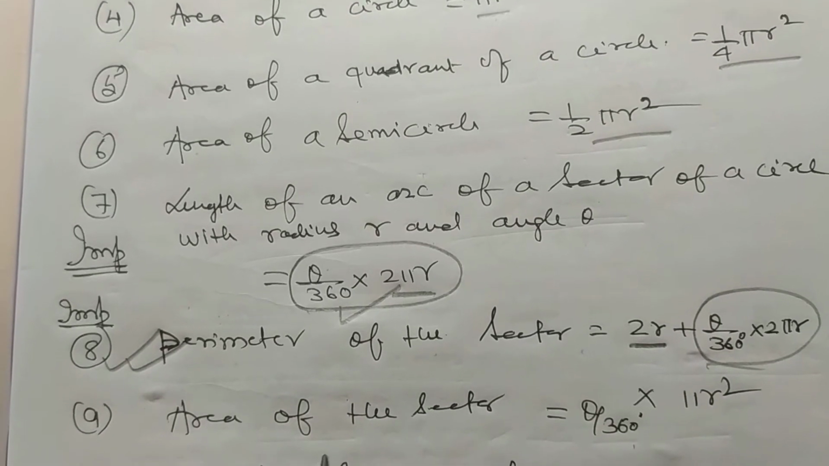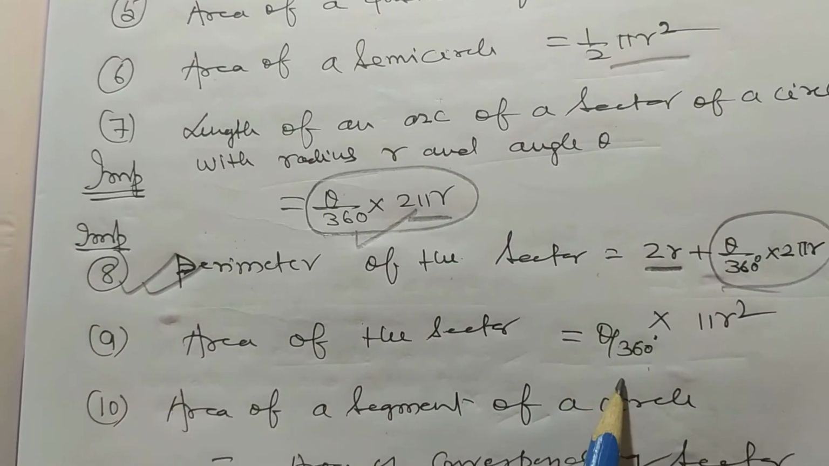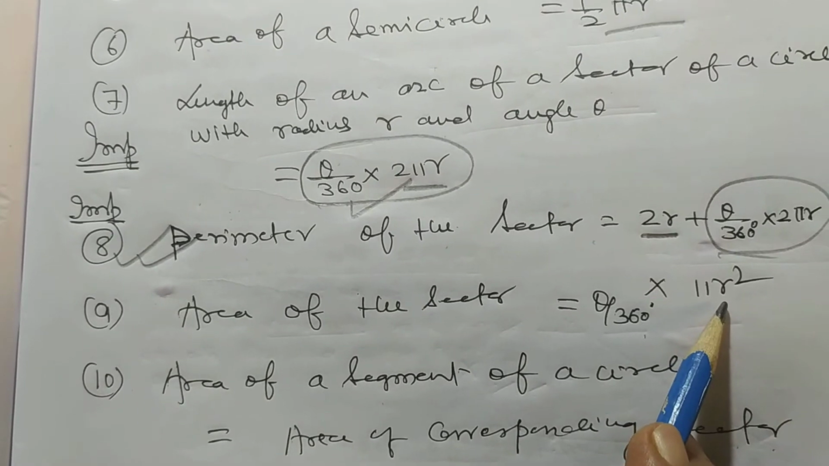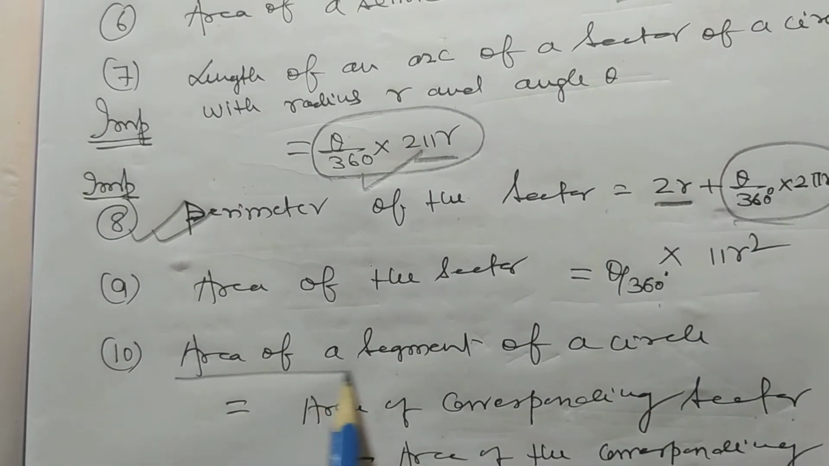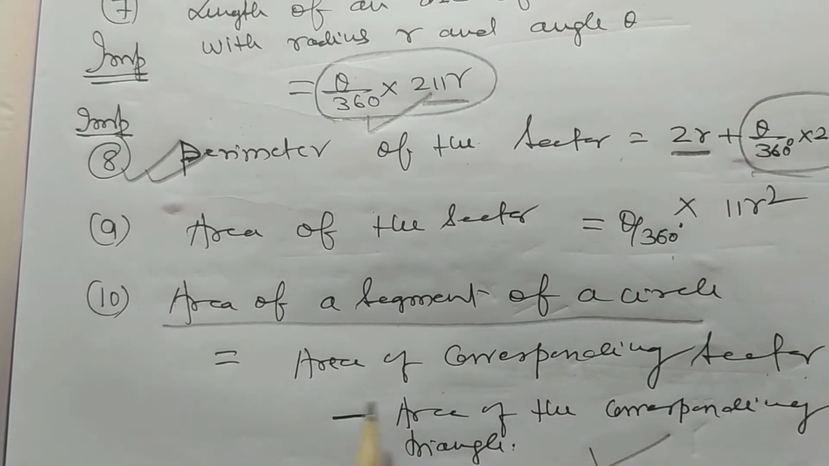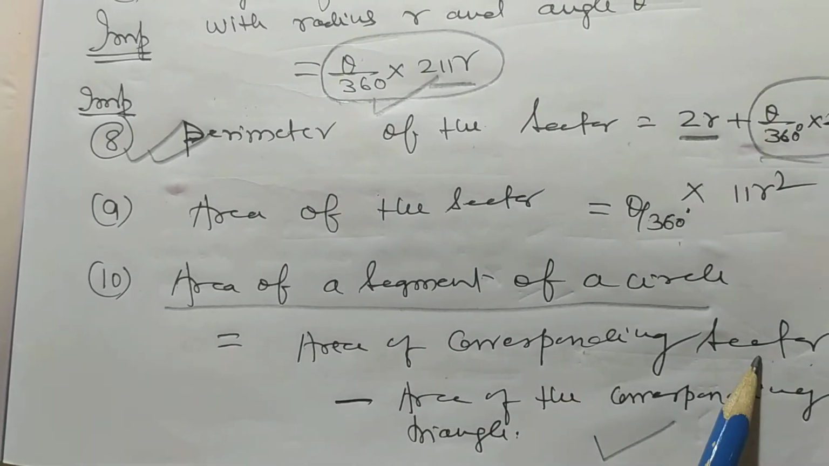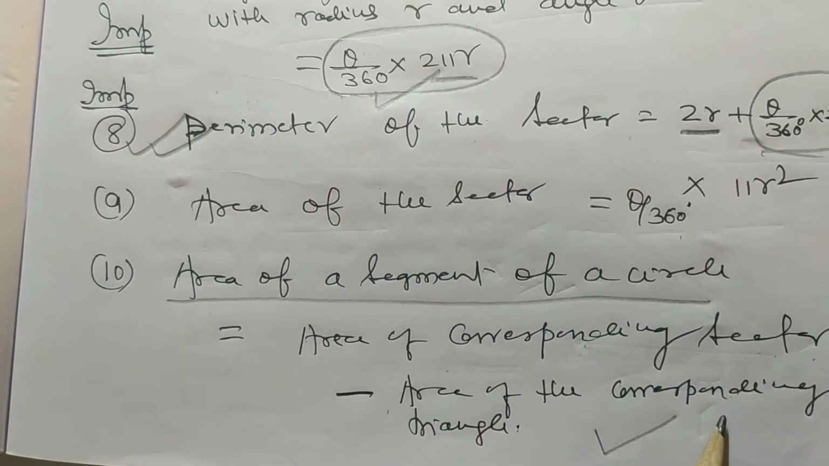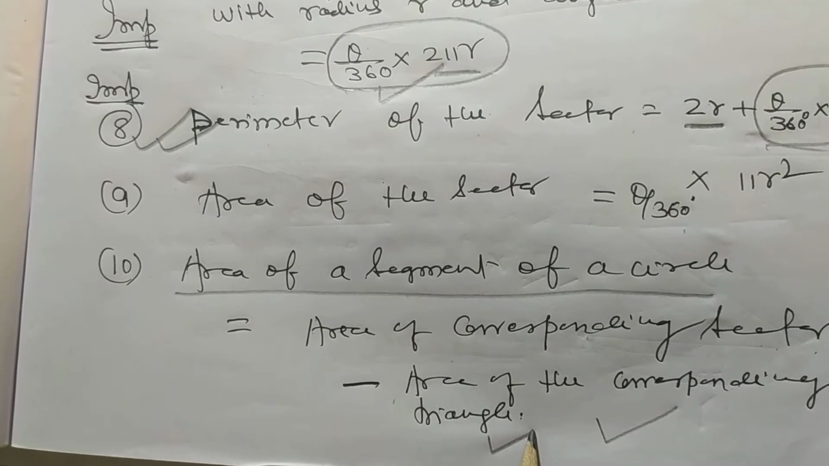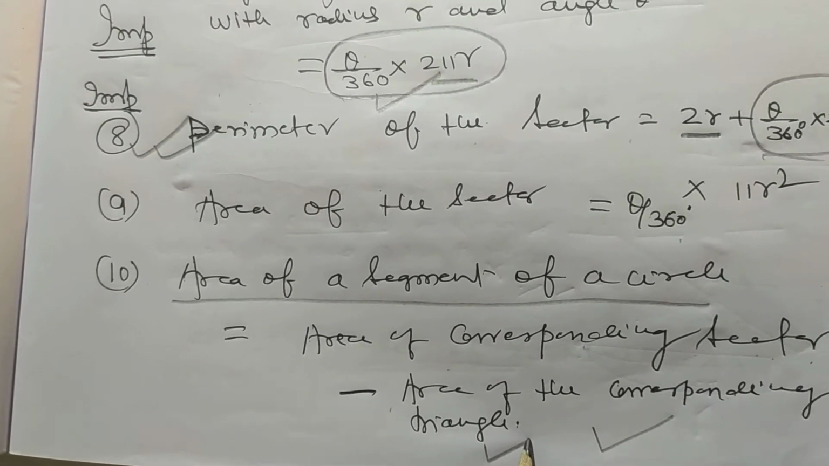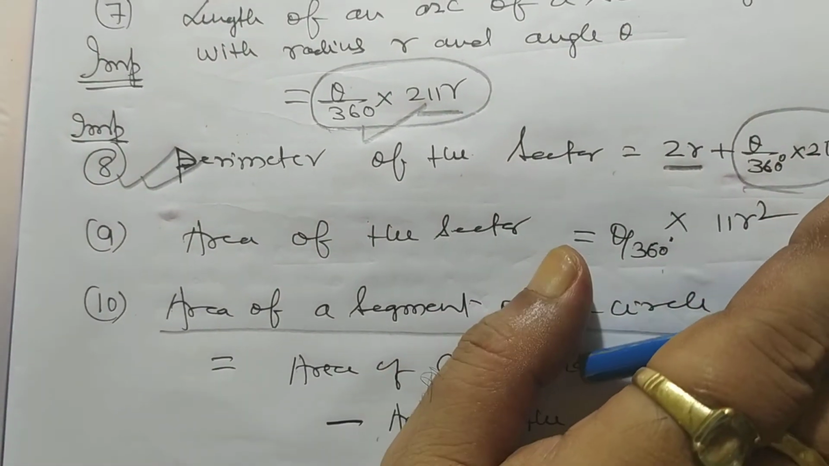So, now my dear student, area of this sector is equal to theta by 360 degree into pi r square. Area of segment of a circle is equal to area of corresponding sector minus area of the corresponding triangle. This is the area of segment of a circle.